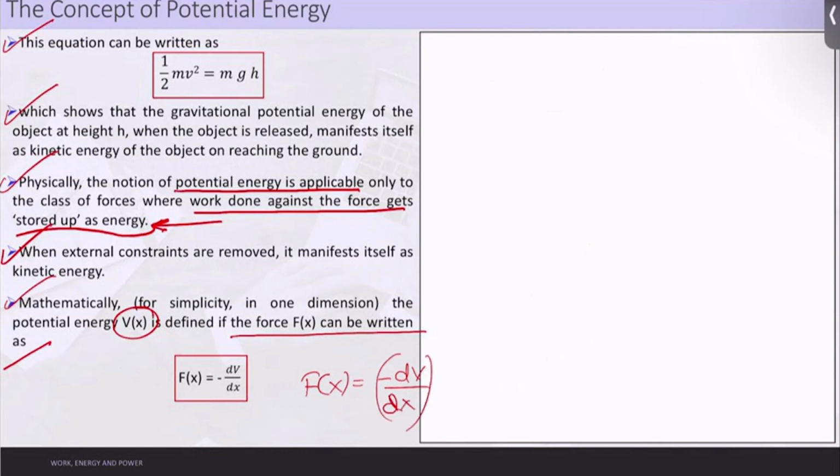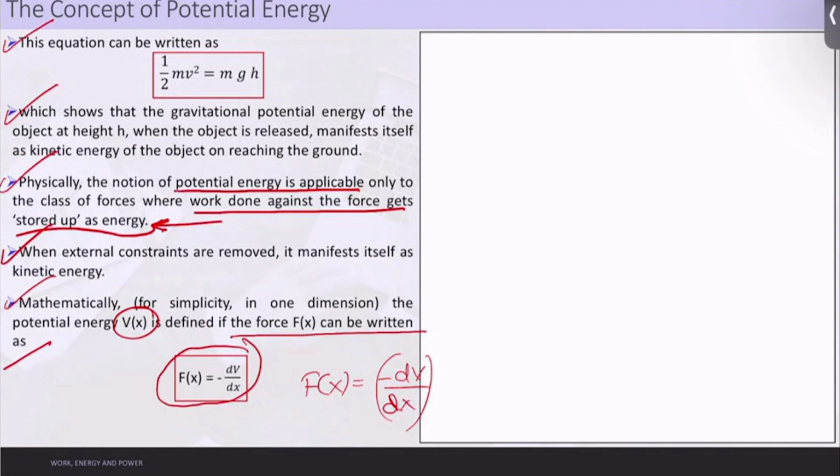Okay, so I can just calculate this and calculate the value of force. Therefore, mathematically, for simplicity in one dimension, the potential energy V of x is defined if the force F of x can be written as F of x equals minus dV by dx. I hope the concept of potential energy, the change of potential energy into kinetic energy, is clear, and that potential energy can only be produced for those forces which can store the energy.